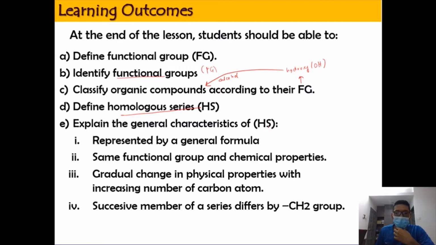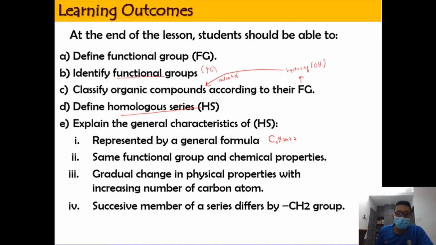So every homologous series will be represented by a general formula. For example, alkane will have a general formula of CnH2n+2. And for each homolog, they will have the same functional group and react in a similar way chemically.